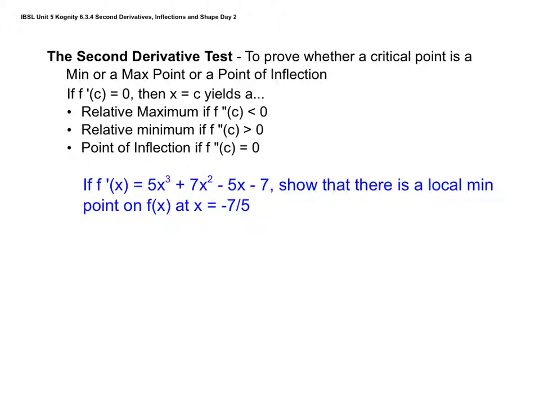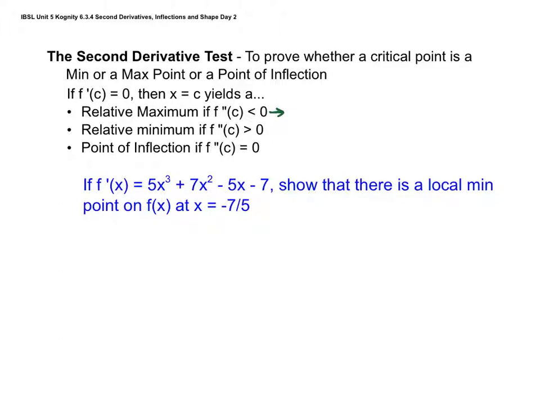It gives us a relative minimum if f double prime of c is greater than 0. And it gives us a point of inflection if f double prime of c equals 0. Now, let's use words a little bit here. If the second derivative is 0, we know it's a point of inflection.